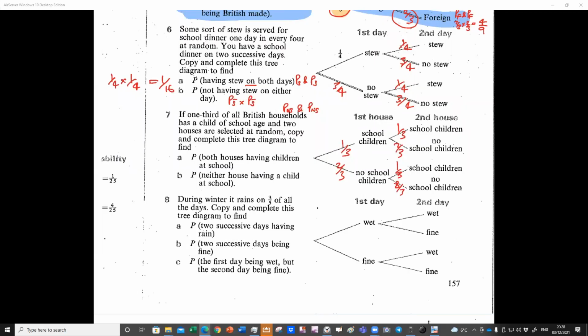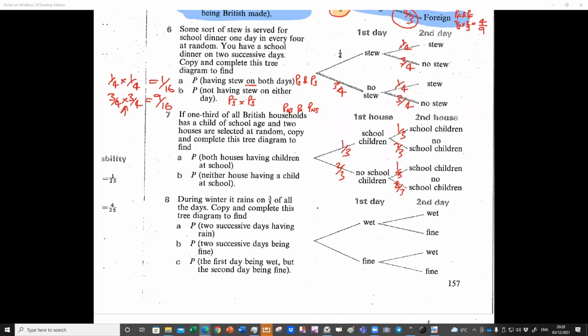So that'll be 1/4 times 1/4 is 1/16. And the next one, having stew on either day, not having stew, what will that be? 3/4 times 3/4 equals 9/16. Because when it says "on either day", that means "and", and the "and" is represented by the times.